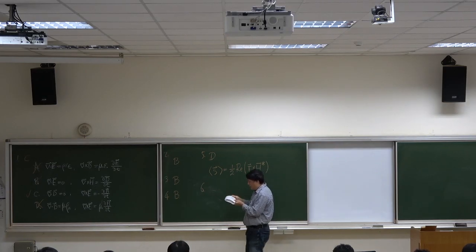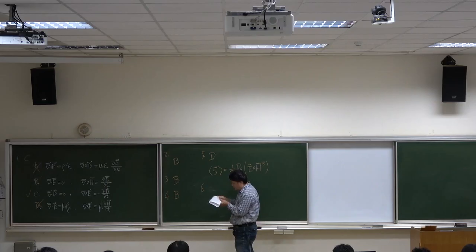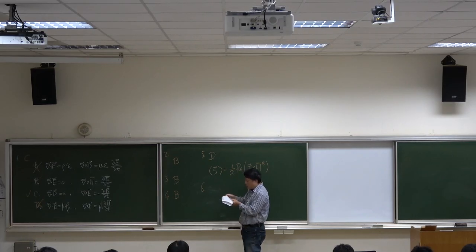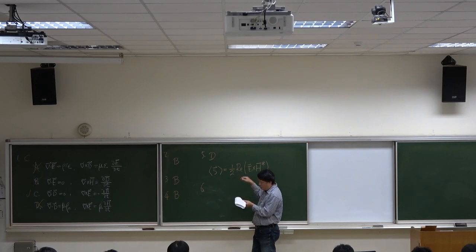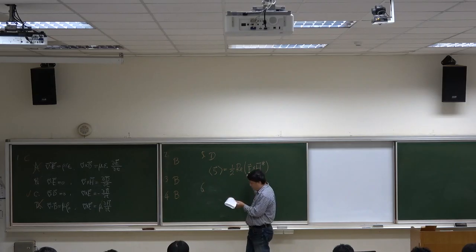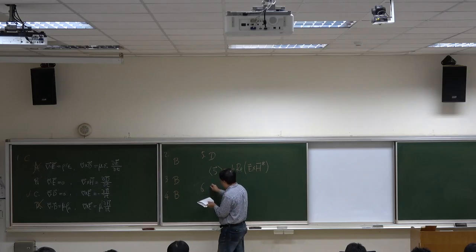C. E dot H equal to 0. This is correct. Also correct for the answer D. So the incorrect answer is B.